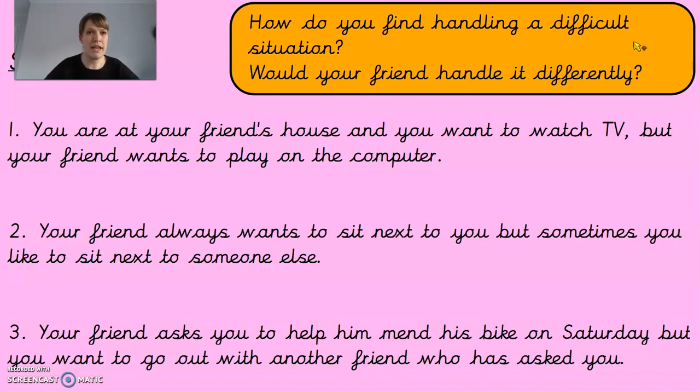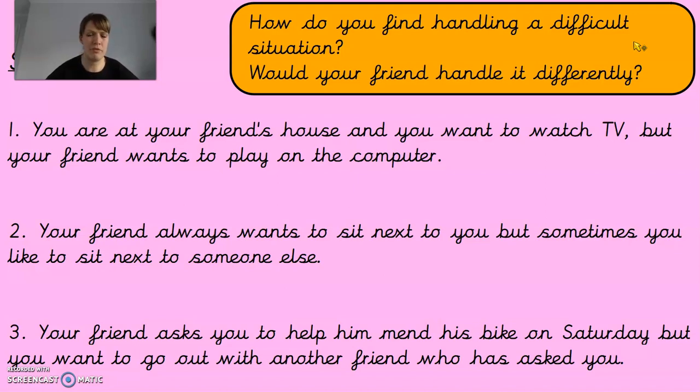So we both come out of the situation happy. So what I would do is I would suggest to my friend, maybe can we play on the computer for half an hour and then watch TV for half an hour, and compromise. So you're both doing something you want to do and you are compromising with what each other want to do. And hopefully your friend would think the same thing and think, yeah, I'll spend half an hour on the computer and then we'll spend half an hour on the TV. So you're both doing what you want to do, but you're sort of sharing it. So that's what I would do with scenario number 1.